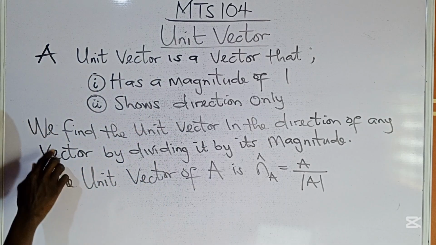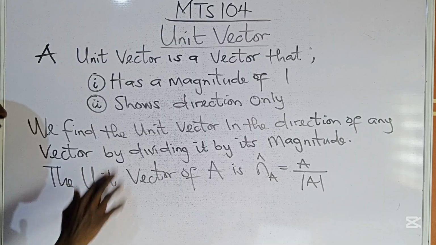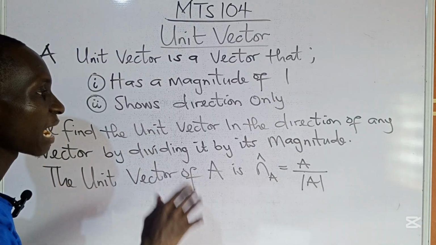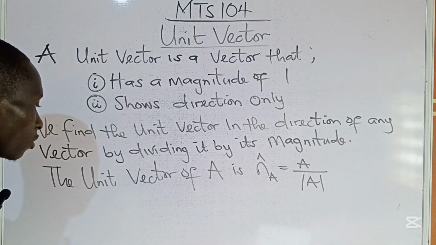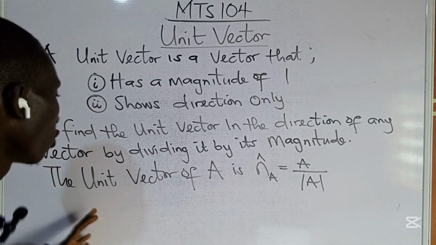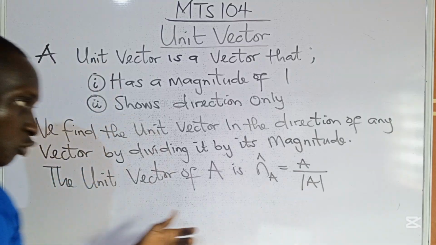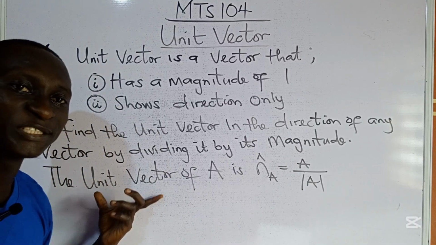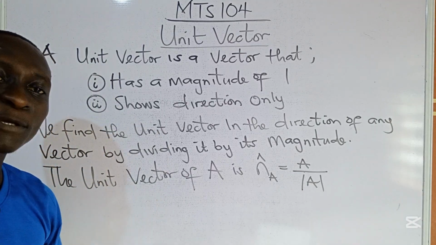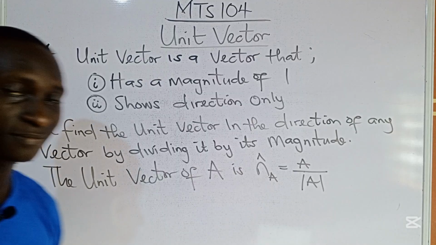Is that clear? Now, we find the unit vector in the direction of any vector by dividing it by its magnitude. So whenever you divide a vector by its magnitude, then you have what we call the unit vector. Now let's pick up examples and see how we can get that. Are you ready? Let's get to class.